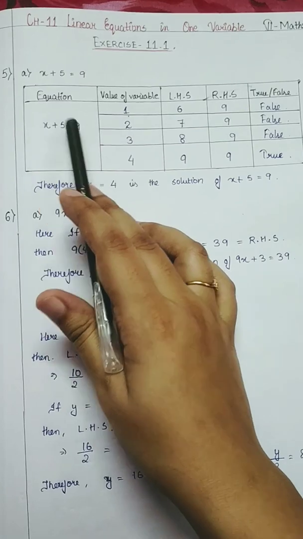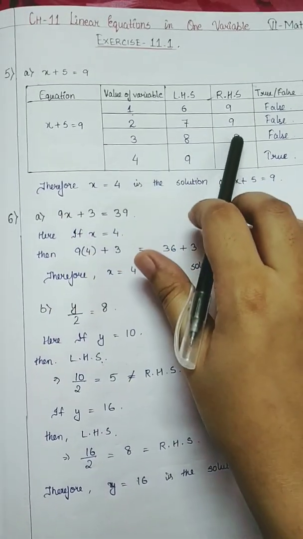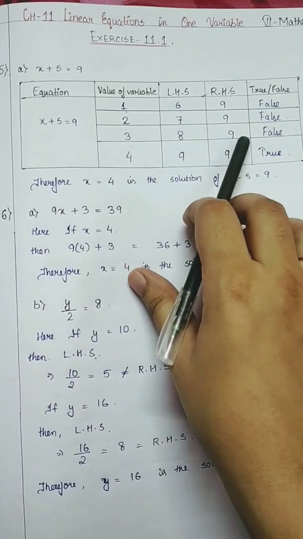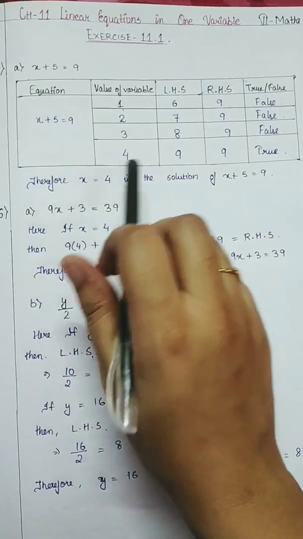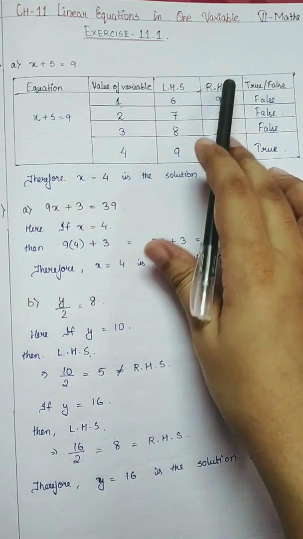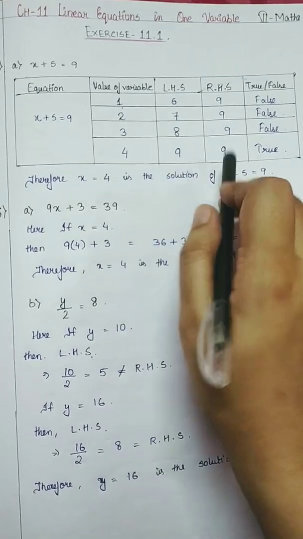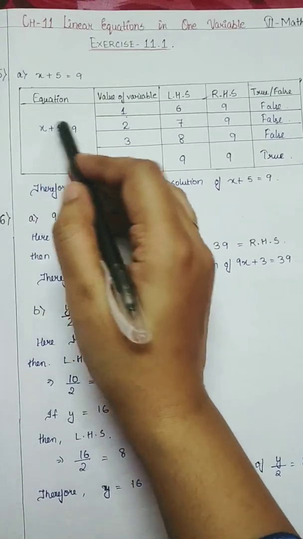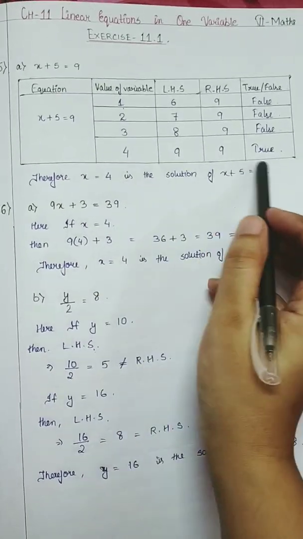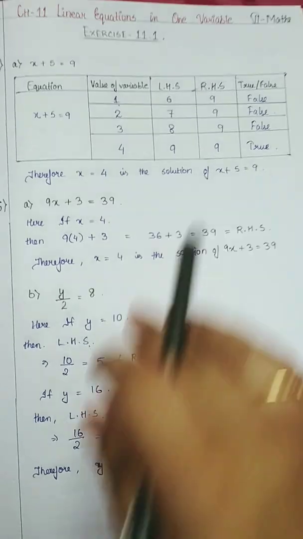Then again putting another value, let's take 3. 3 plus 5 is 8, and here it is 9. So 8 and 9 are again not equal, so we'll write false. Now let's put 4. So 4 plus 5 is 9, and here also we are getting 9. So both are the same, therefore our answer is true. So we will say that the value of x will be 4. That will be the solution of this equation.